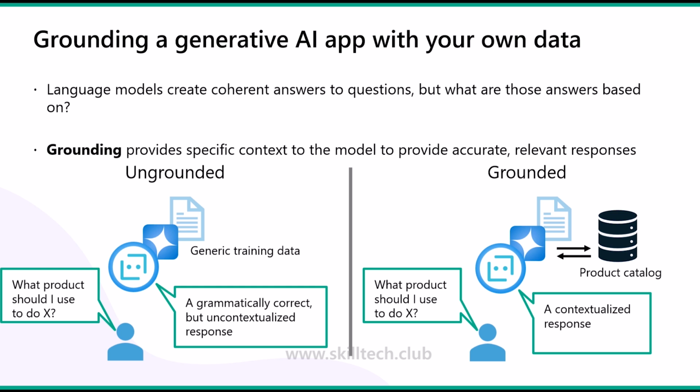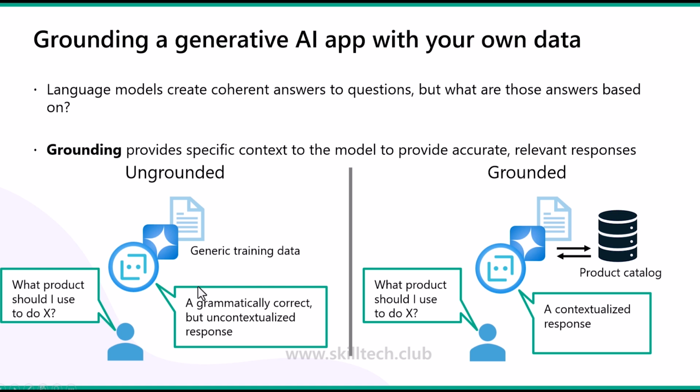It might reference a real product that happened to be included in the training data, or it might even just invent a product. The goal of the model is just to provide an answer to the question. Even if the answer is not grounded in reality, it is not going to focus on that. Now, if you check the example here in the left side section, we are asking a question, what product should I use to do X? A grammatically correct but uncontextualized response is going to be generated by this model.